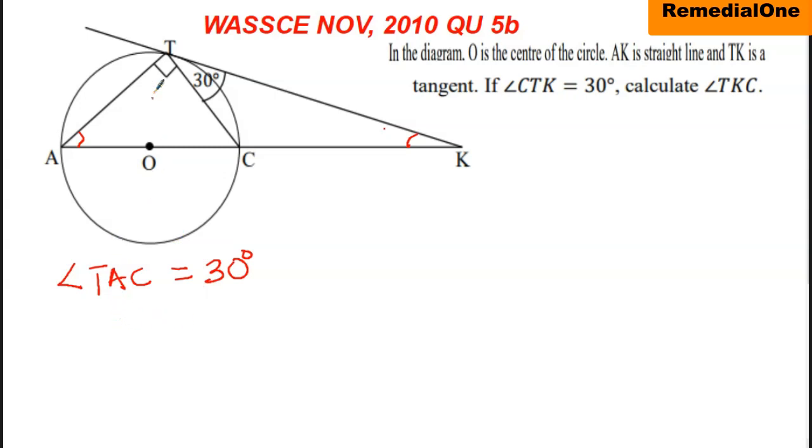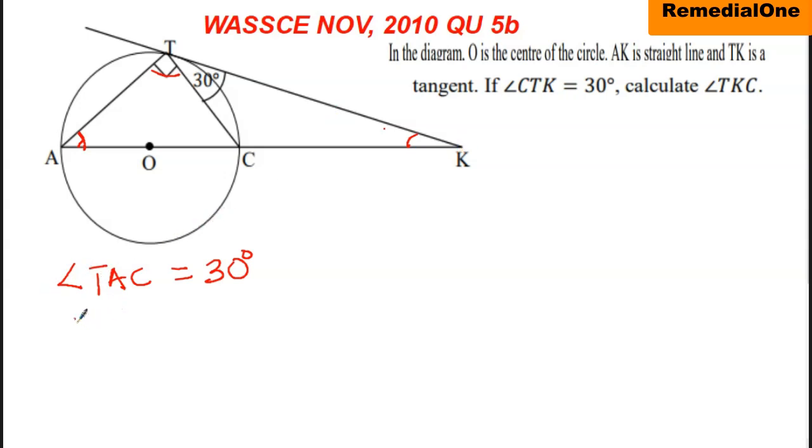Okay. So let's consider triangle ATK, because the angle that we are supposed to find is in that triangle. We already know this angle to be 30. We know this angle to be 90. And then we know this angle to be 30. And a triangle has 3 angles. So 1, 2, 3. We know 2, so we can find the third one.